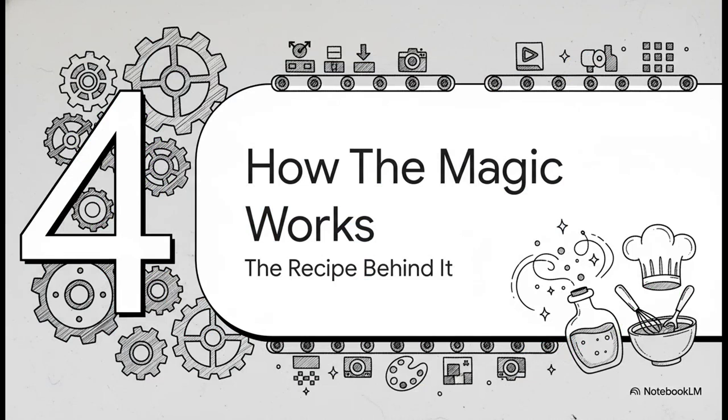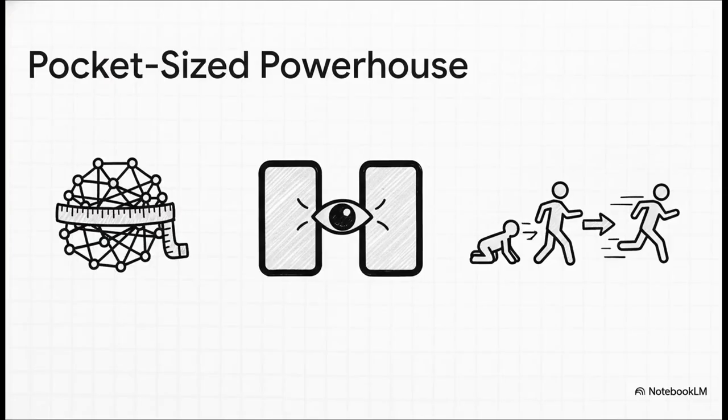So, the big question is, how on earth did they pull it off? How did they manage to squeeze that factory-level power into a tool that fits in your pocket? Well, let's take a look at the recipe behind the magic. It really boils down to 3 brilliant innovations. First, they put the model on a super strict architectural diet. Second, they taught it this really clever side-by-side trick. And third, they trained it using a crawl, walk, run plan.